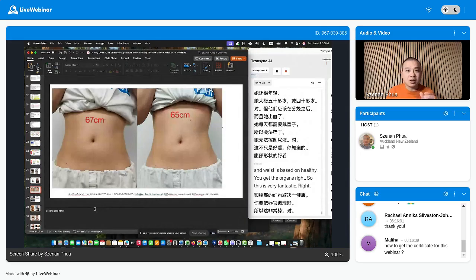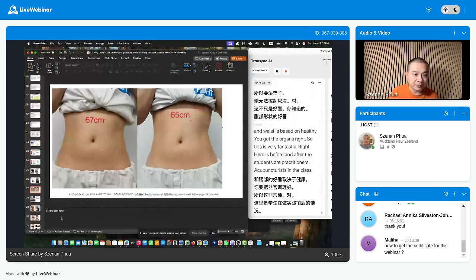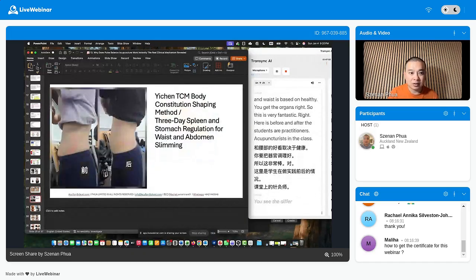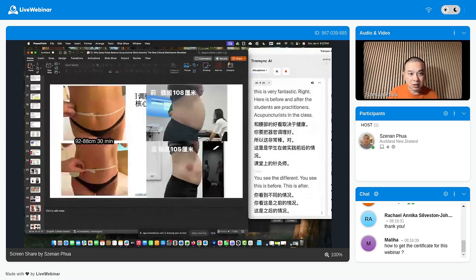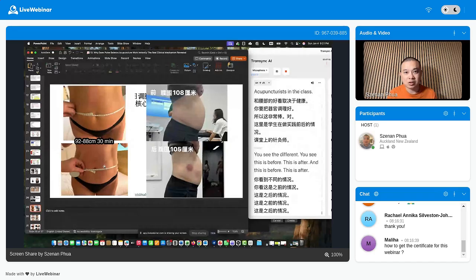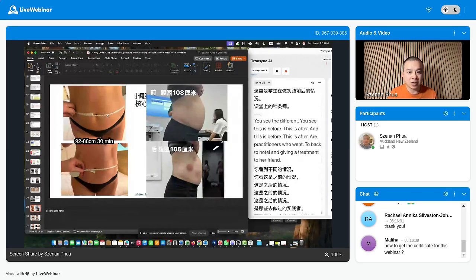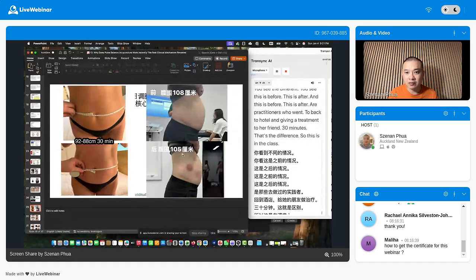Right. Here is before and after. The students are practitioners, acupuncturists in the class. You see the difference? This is before, this is after. And this is before, this is after. A practitioner who went back to the hotel and gave a treatment to her friend. 30 minutes, that's the difference. So this is in the class, 108, 105, the difference between that.